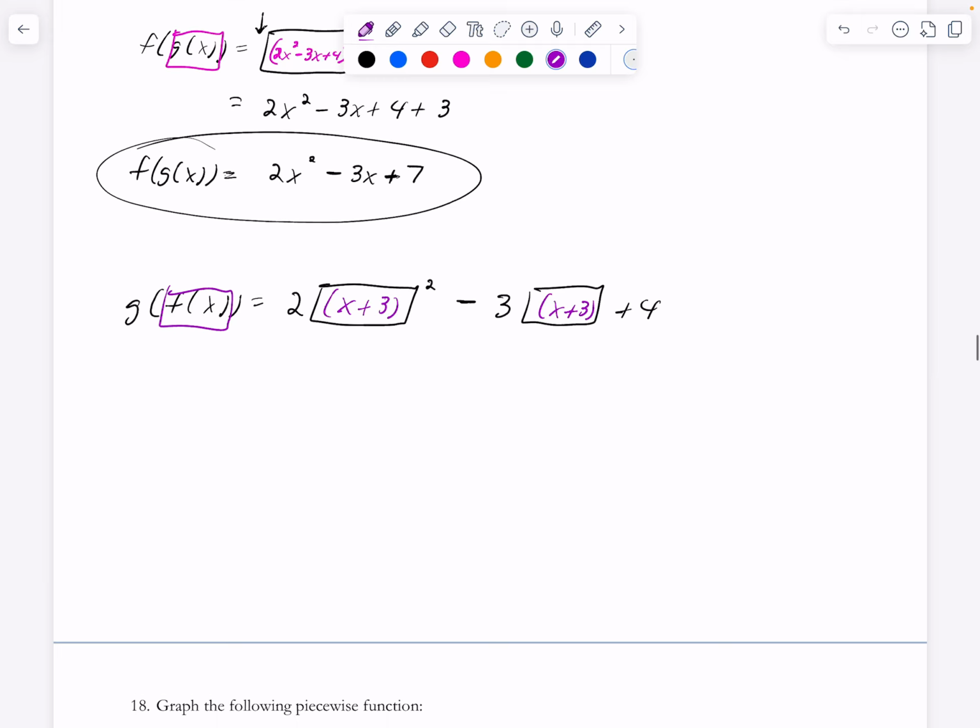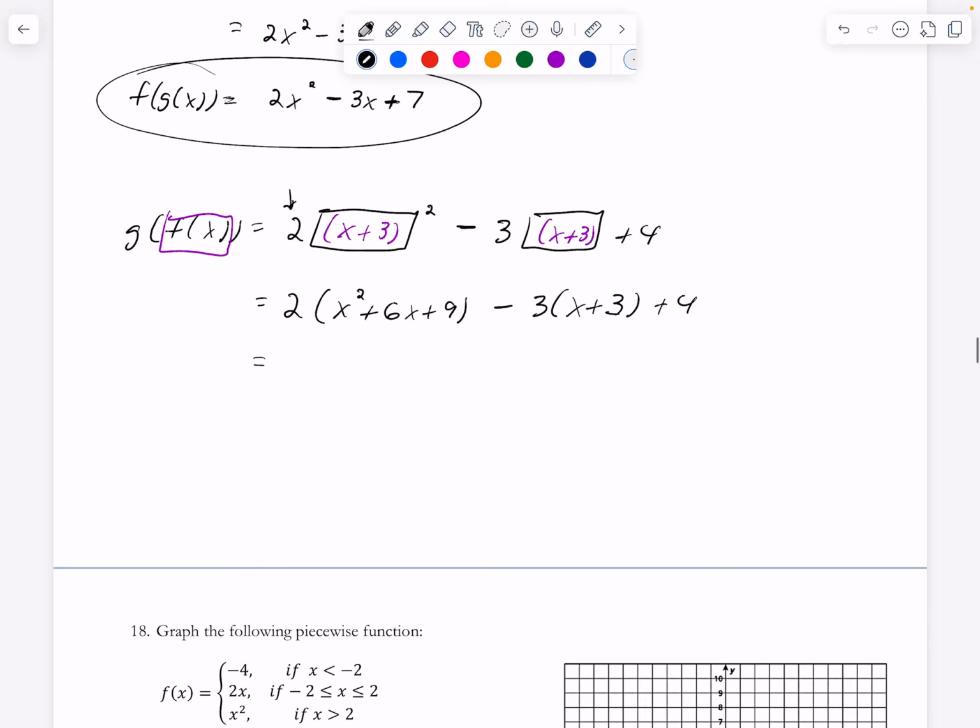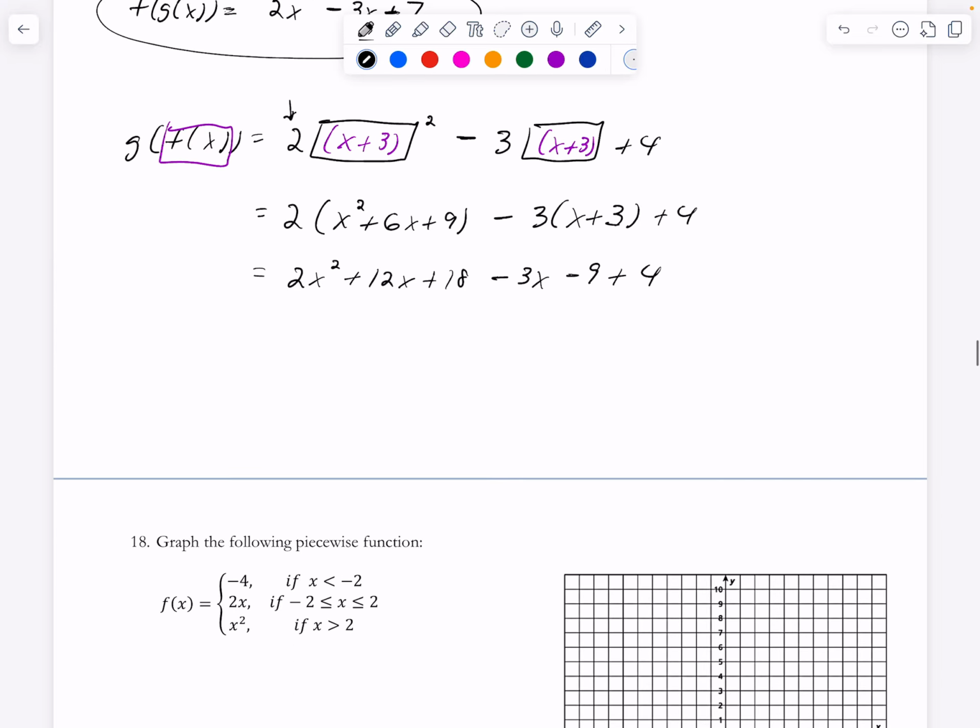All right, and then the tricky part here is that you need to expand this binomial first before you multiply by that 2. So I'm going to do 2 times, and then I'm going to expand this, x squared plus 6x plus 9. All right, minus 3, I'm just going to bring it down. I'll distribute in a second, and then plus 4. All right, distribute the 2 now. 2x squared plus 12x plus 18 minus 3x minus 9 plus 4.